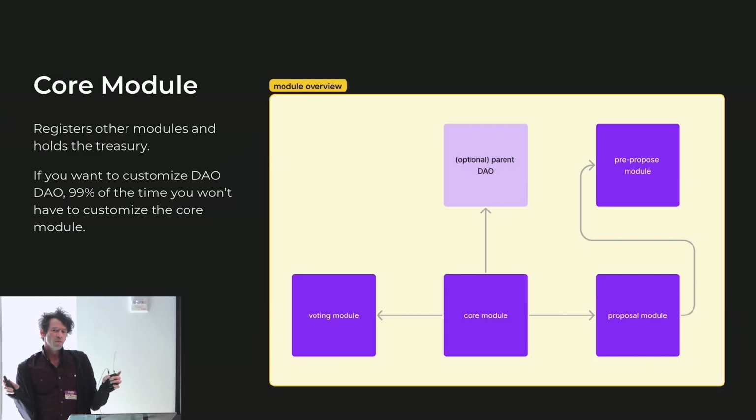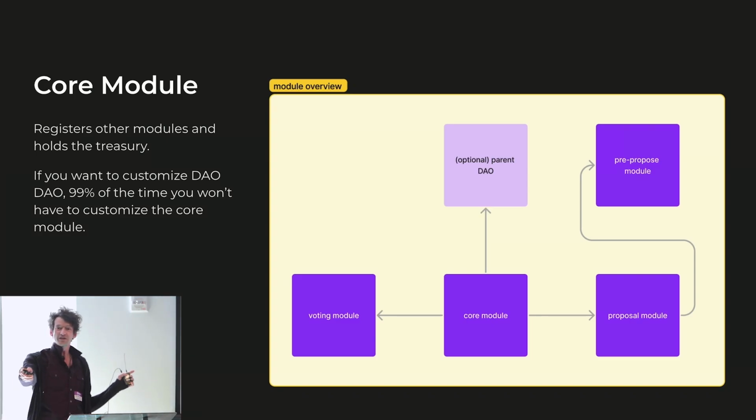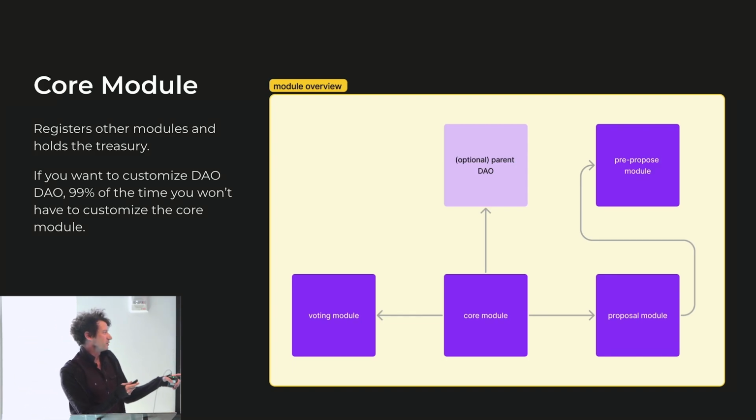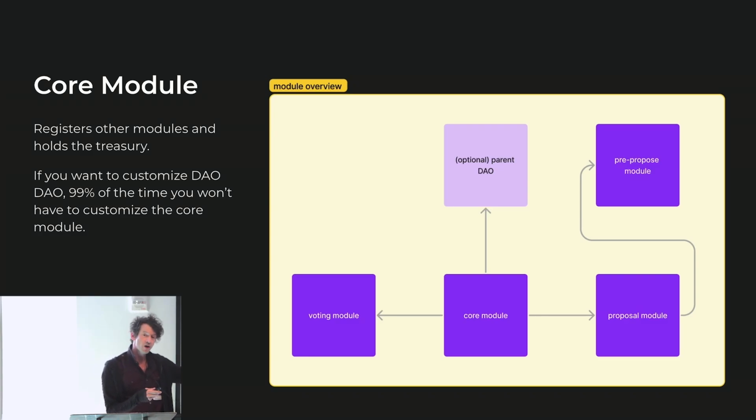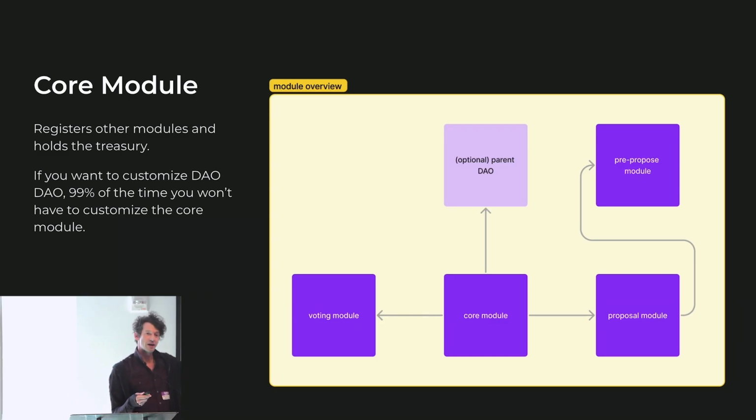So let's start with the core module. In many ways, this is the simplest, and it's also one that you probably never need to touch. And if you do need to touch it for some reason, I want to talk to you and learn why you felt that, because that means we probably need to change some stuff. But basically the core module registers all the other modules, holds the treasury like we talked about. So it knows what its voting module is, which gives the voting power. It knows all the different proposal modules attached to it, and it optionally has a parent DAO.